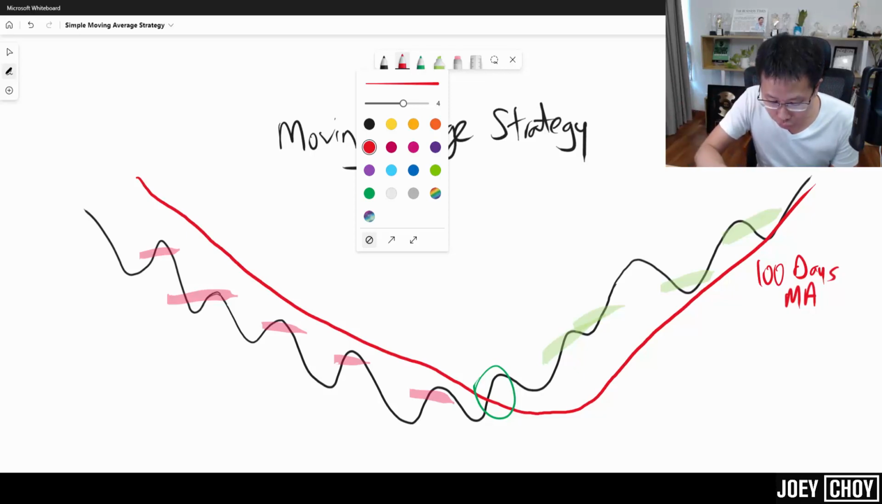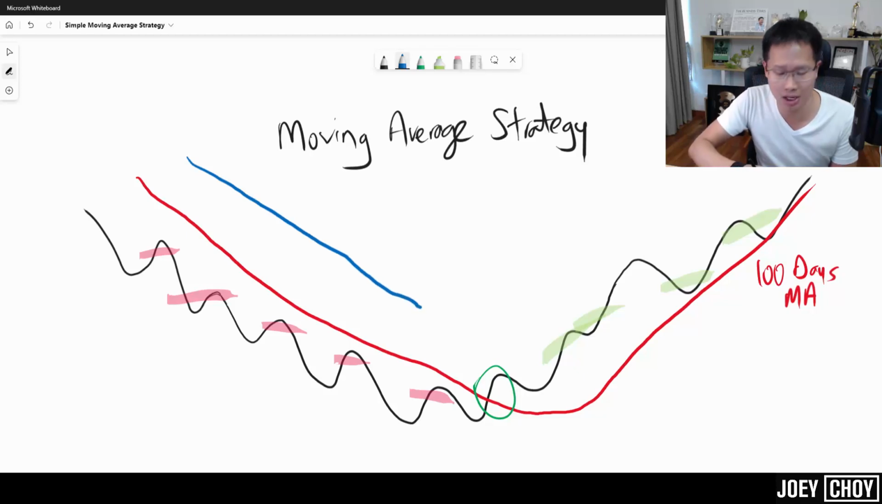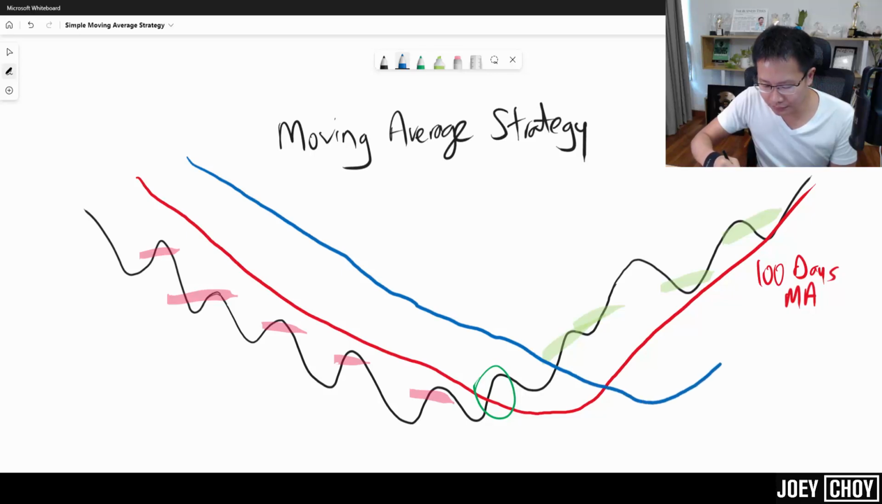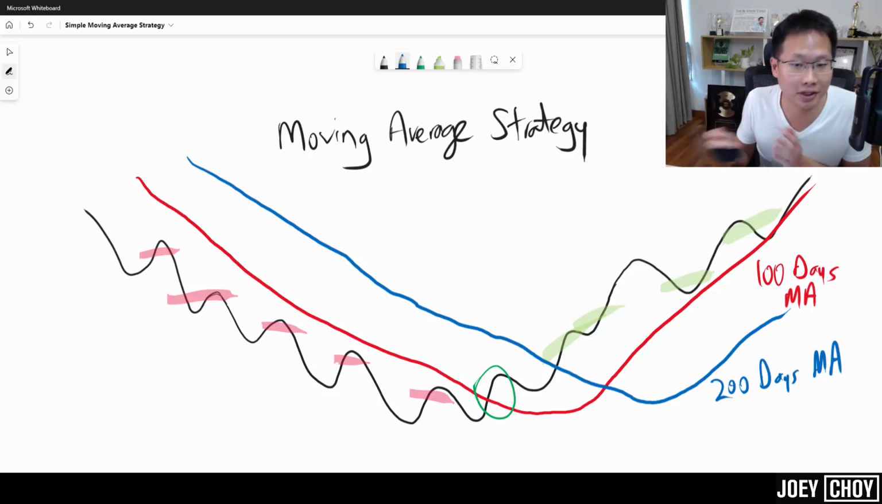So I can draw what we call a 200 days moving average. This is a line that goes a little bit slower, it goes down more gently. You can see it doesn't react that much, it's more gradual, and eventually it can start to point up as well. This is pretty much how it works. This is the 200 days moving average.